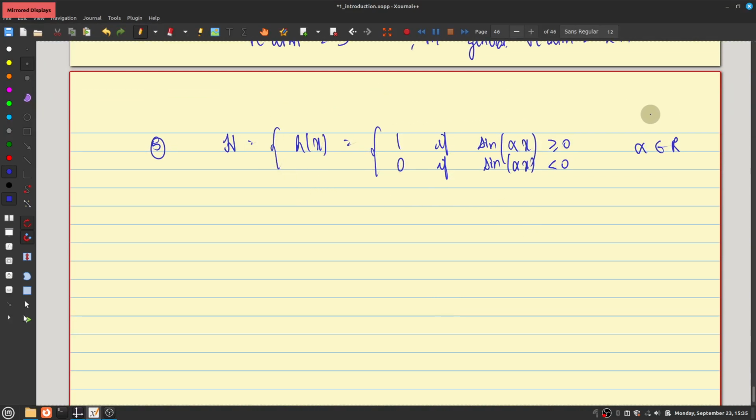In this case, yes, this specific case. There's only one free parameter, alpha, just the frequency of your sine wave. But as it turns out, the VC dimension of H is infinite.